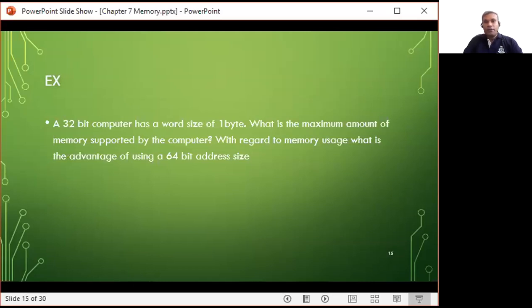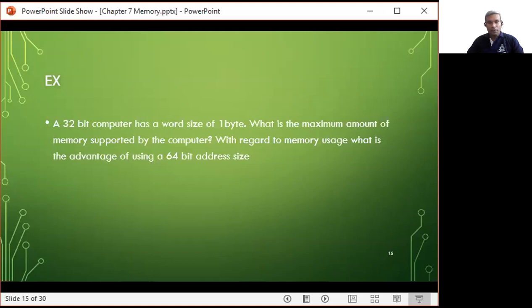So here's the exercise. You have a 32-bit computer, so you can assume the address size is 32 bits and the word size is 1 byte. Word size is 1 byte. What is the maximum supported memory for this given computer? Can you do a quick calculation? I can give a hint. First, find how many unique addresses you can give. Then for each unique address, you have a capacity of 1 byte. Then how much is the total capacity of the memory?